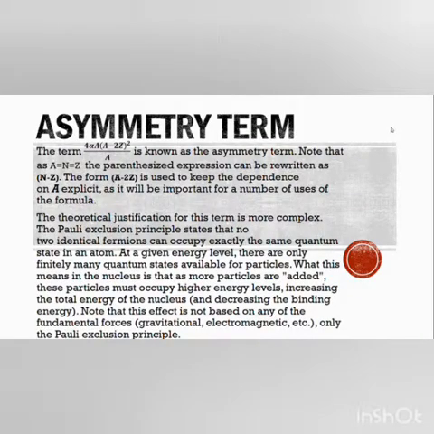Asymmetry term. The term a_A (A-2Z)^2/A is known as the asymmetry term. The theoretical justification for this term is more complex. The Pauli exclusion principle states that no two identical fermions can occupy exactly the same quantum state in an atom. At a given energy level, there are only finitely many quantum states available for particles. What this means for the nucleus is that as more particles are added, these particles must occupy higher energy levels, increasing the total energy of the nucleus and decreasing the binding energy. Note that this effect is not based on any of the fundamental forces, it is only based on the Pauli exclusion principle.